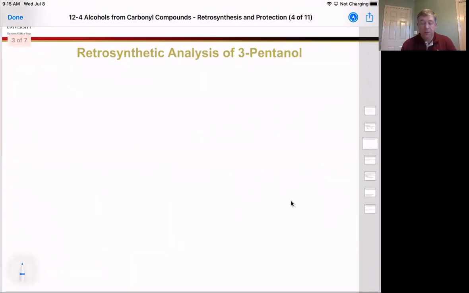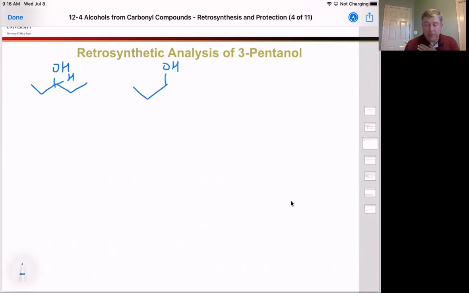Okay, so let's do the retrosynthetic analysis of 3-pentanol. We have 1, 2, 3, 4, 5 carbons plus an alcohol here. Now remember, we have a hydrogen here. So first off, we're looking at this saying, oh, we have a secondary alcohol. When we have a secondary alcohol, that means we have to start with an aldehyde. But we have to break off one of the two carbon chains possible.